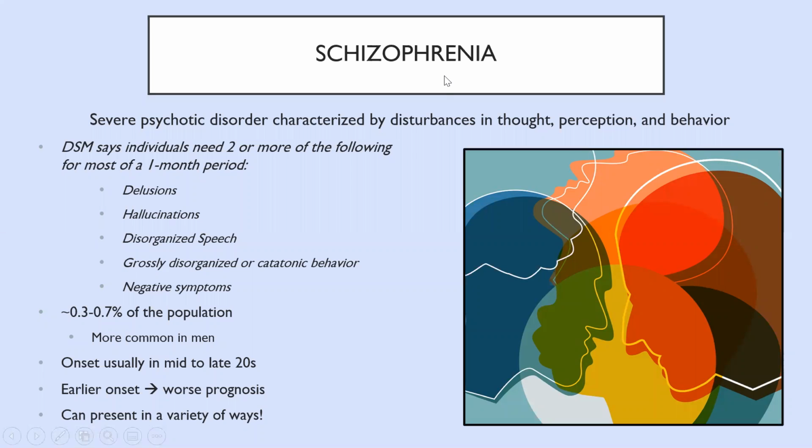So schizophrenia is the only psychotic disorder we're covering in this class. And this is a severe psychotic disorder characterized by disturbances, again, in thought, perception, and behavior. And the DSM, again, lays out the criteria that you need to be diagnosed with schizophrenia. And you need 2 or more of the following symptoms for most of a 1-month period. So this has to be happening the majority of the time. You have to either have delusions, hallucinations, disorganized speech, grossly disorganized or catatonic behavior, and or negative symptoms.